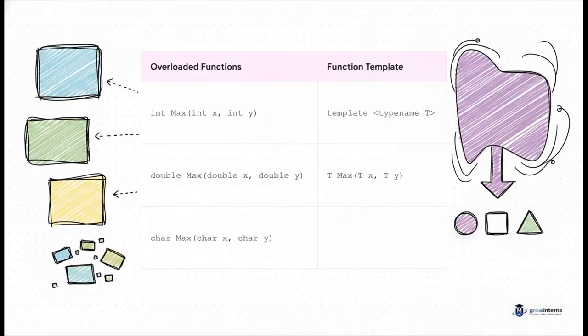And let's see this in action, because the difference is just night and day. On the left, you see our 3 separate function declarations. Cluttered, right? Now look at the right. One single elegant template that does the job of all 3. This is the power of abstraction in C++, and it makes our code so much cleaner.